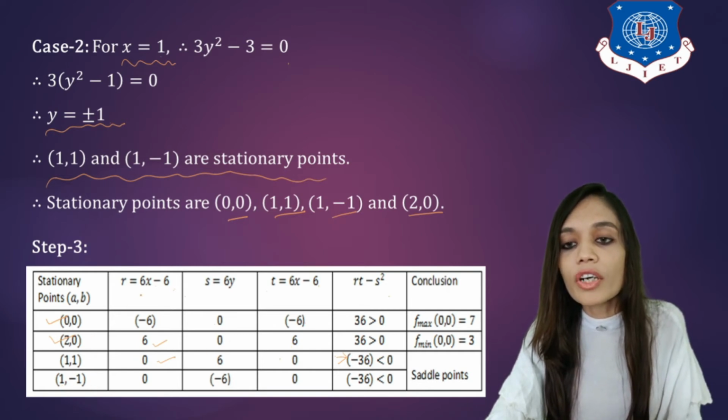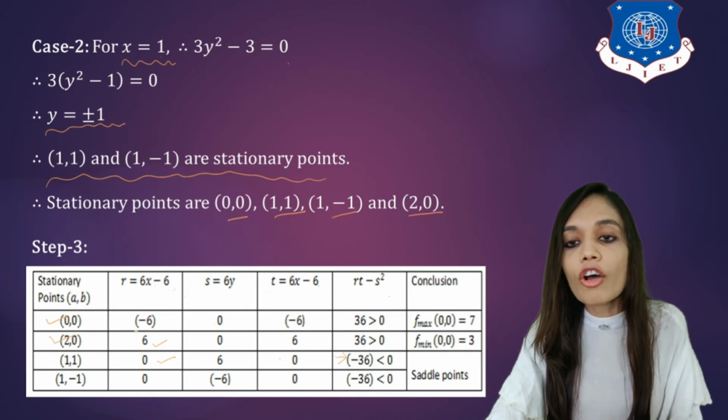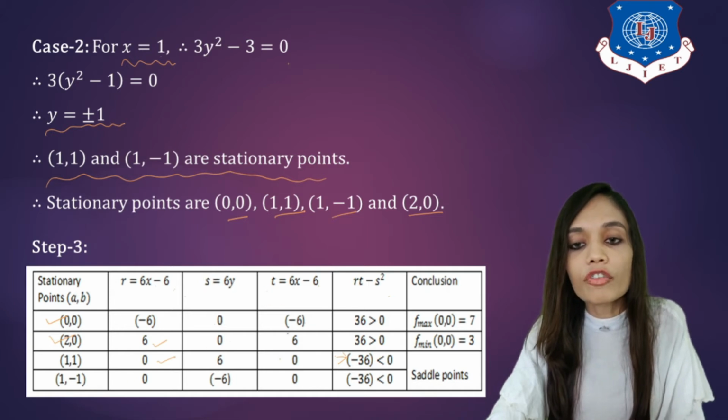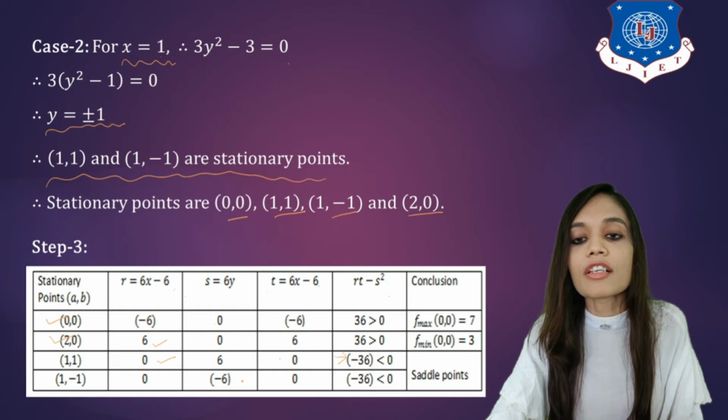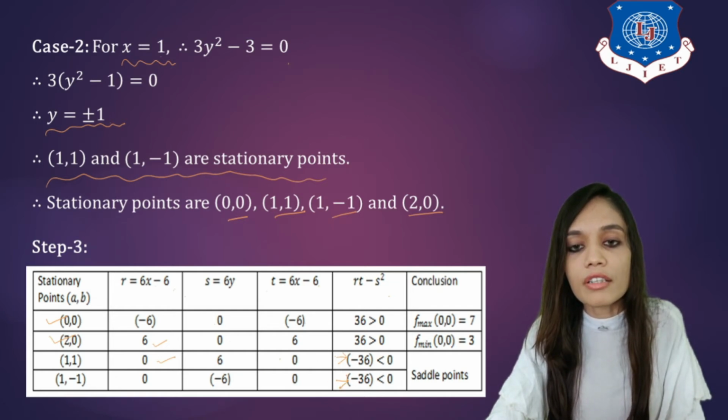Put x as 1. So the answer of r will be again 0. The answer of s will be minus 6. And similarly the answer of t will be the same as r, that is equal to 0. Again find rt minus s square. So 0 minus 6 whole square. So again you will get the answer as minus 36.